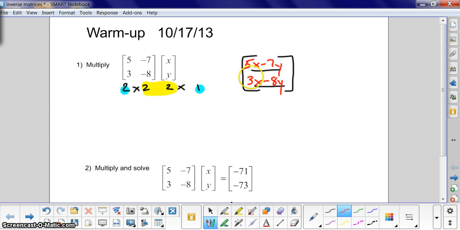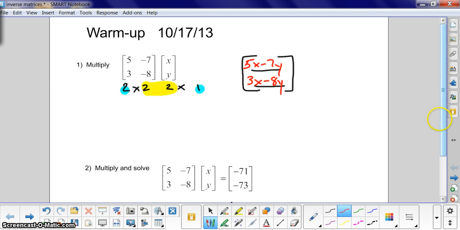Okay, so in order to multiply these two matrices together, first element here by the first element there, so 5 times x, plus second element times second element, so plus negative 7 times y. I'm just writing it as subtraction, as 5x minus 7y. And notice that this is just one element. It happens to be a binomial, but it is just one element. This is still just one column. For the second row, first column, 3 times x plus negative 8 times y, 3x minus 8y.